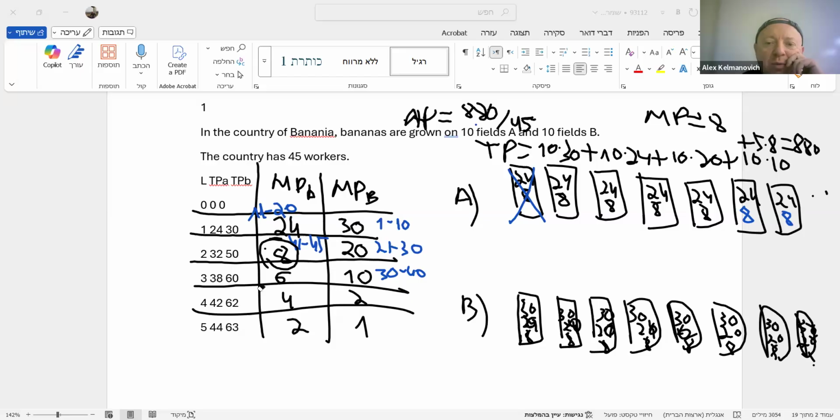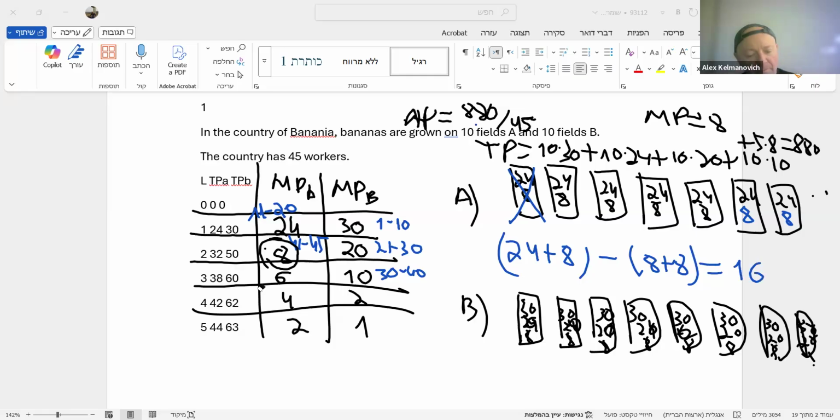So the difference between the original production, 24 plus 8, and the new production, 8 plus 8, is 16, and this is the answer for the marginal product of field A. Any questions?